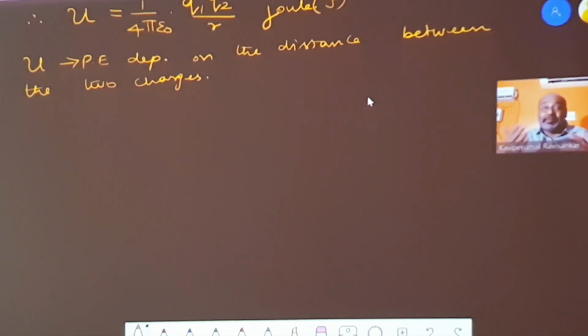This equation will be true if Q1 is fixed and Q2 moved from infinity, or vice versa, Q2 fixed and moving Q1 from infinity, or take both Q1 and Q2 from infinity and move them to the two respective points. In all these three cases, this equation epsilon is equal to 1 divided by 4 pi epsilon 0 into Q1 into Q2 divided by r will hold good.